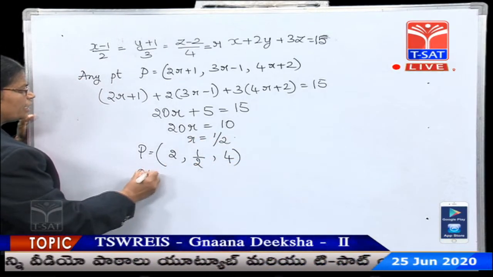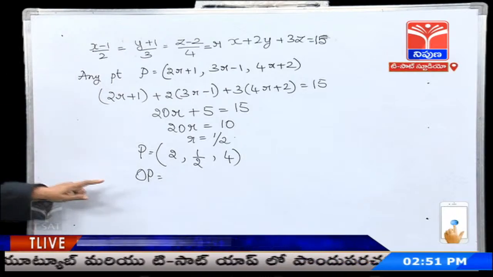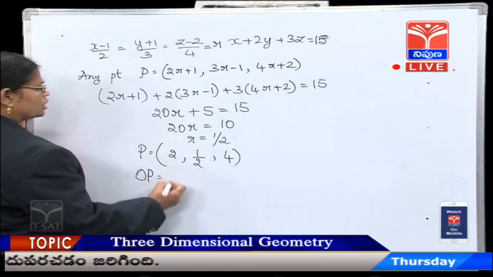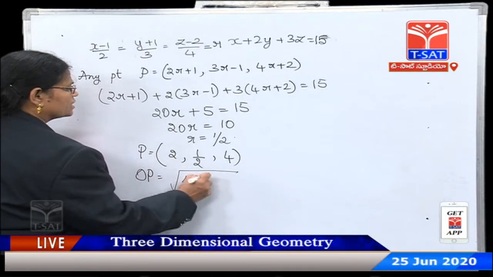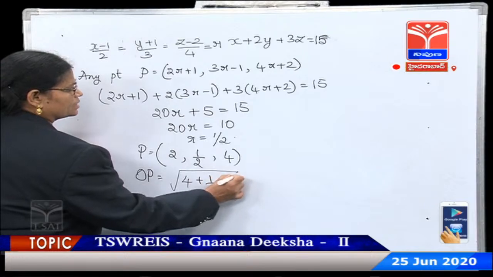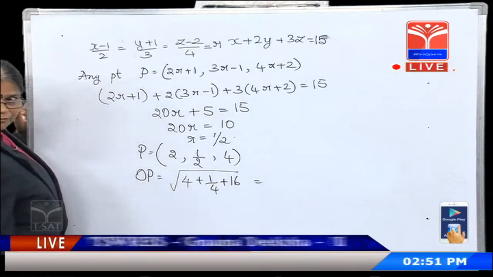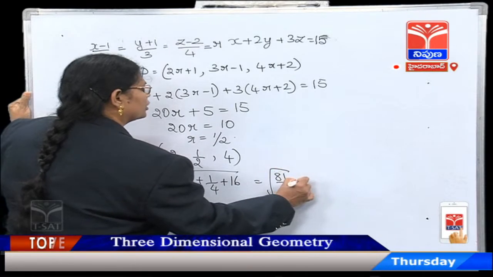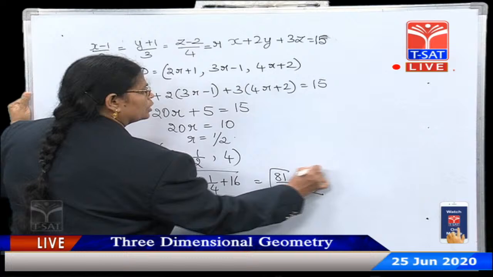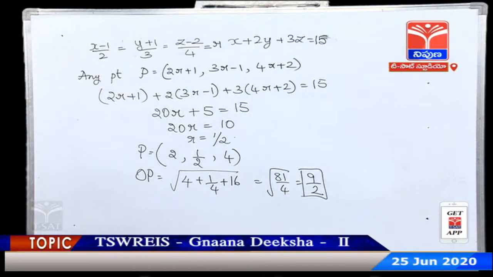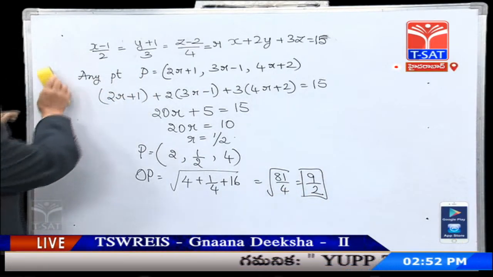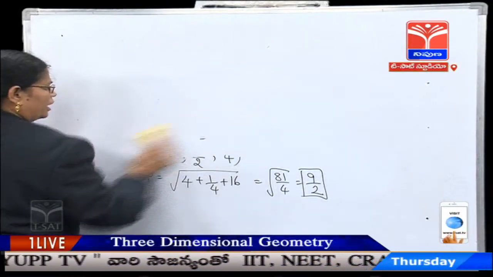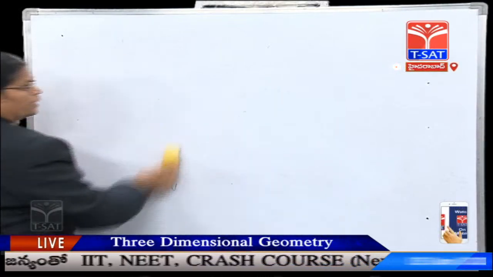Now, you can find the distance. You are asked to find the distance of P from the origin. Origin is (0, 0, 0). So, the distance will be root of x square plus y square plus z square. 4 plus 1 by 4 plus 16, 20 plus 1 by 4, which is 81 by 4, equal to 9 by 2. So, here you should get the idea that you are writing a point on the line, and that point is on the plane. So, substitute in the plane, and after getting the point you find the distance of P from the origin.